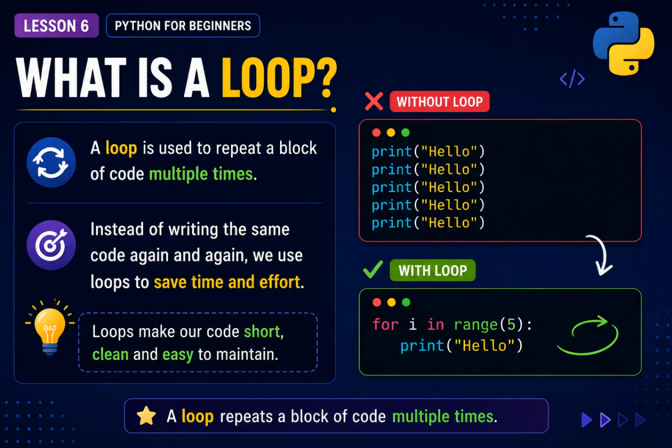Before learning the for loop, let's understand what a loop is. Imagine you want Python to print hello 5 times. One way is to write print hello again and again. But that's a lot of repeated typing. Instead, we can use a loop. A loop simply tells Python to repeat this code multiple times. So this saves time, keeps our code short and makes it much easier to read.